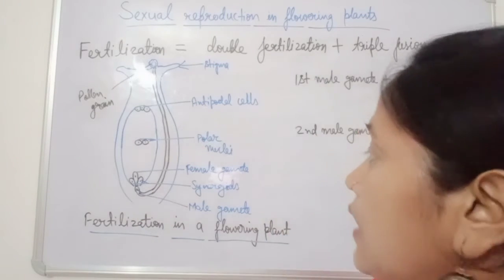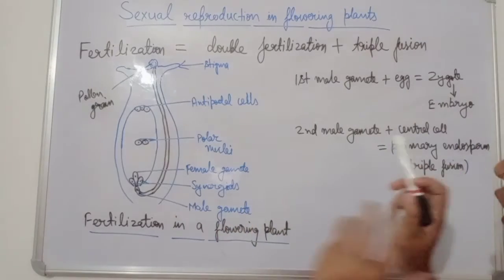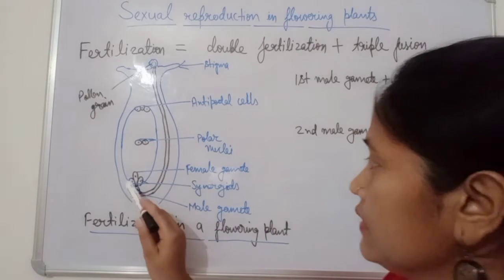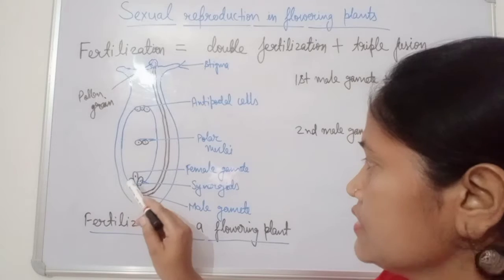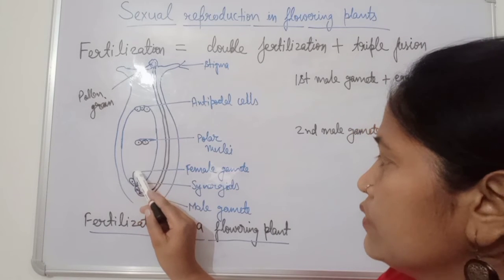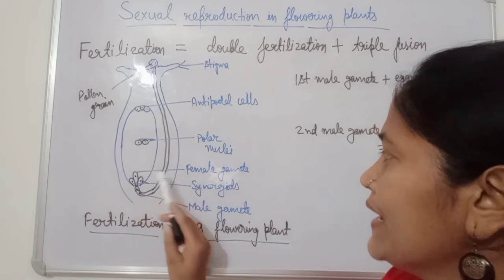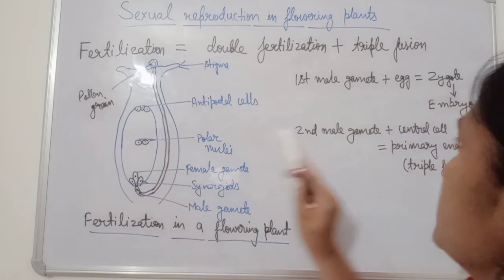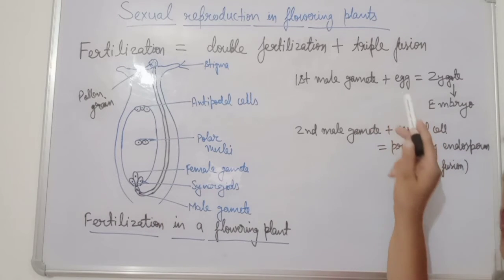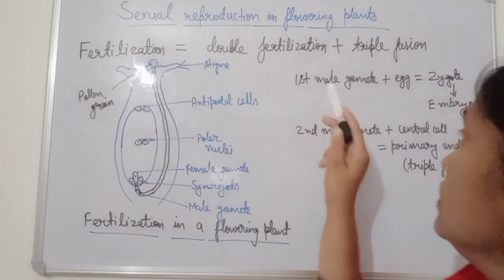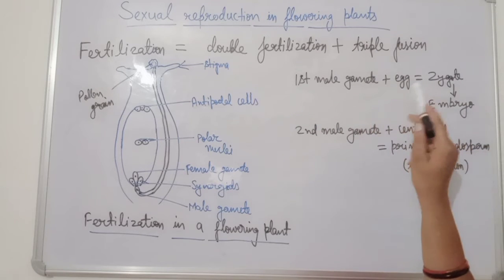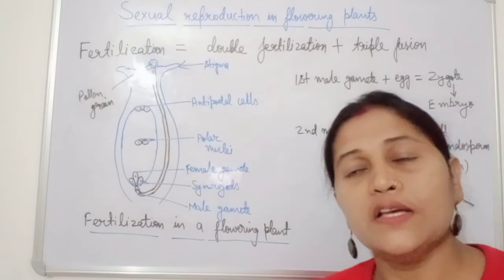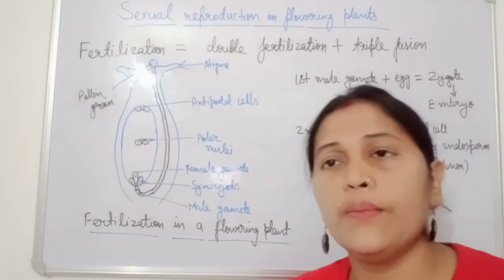Now one by one we'll go. How does fertilization occur? The first male gamete fuses with the egg. Here is the 3D structure: the innermost cell is the egg, and the remaining two are known as synergids. Fusion of the first male gamete with this female gamete, the egg, also known as oospore, forms the zygote. After the zygote, it will develop as an embryo, and the embryo will form a new plant.